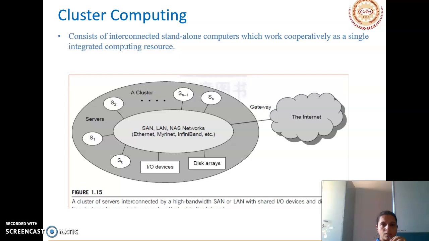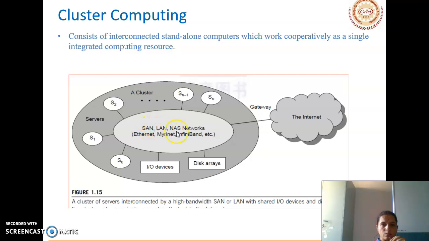We know that a cluster is nothing but a group of similar type of nodes connected together. Those we are calling cluster computing. This cluster computing consists of interconnected standalone computers which work cooperatively as a single integrated computing resource. This diagram shows how the clusters are connected in a single place. Here, different types of servers are there. Whenever different nodes are connected together, we call that a cluster.